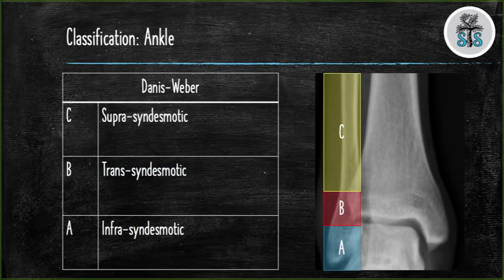The Weber classification is broken down into three types, A, B, or C. A is defined when the fibular fracture is below the syndesmosis, B is defined when the fibular fracture is at the level of the syndesmosis, and C is when the fibular fracture is above the level of the syndesmosis.